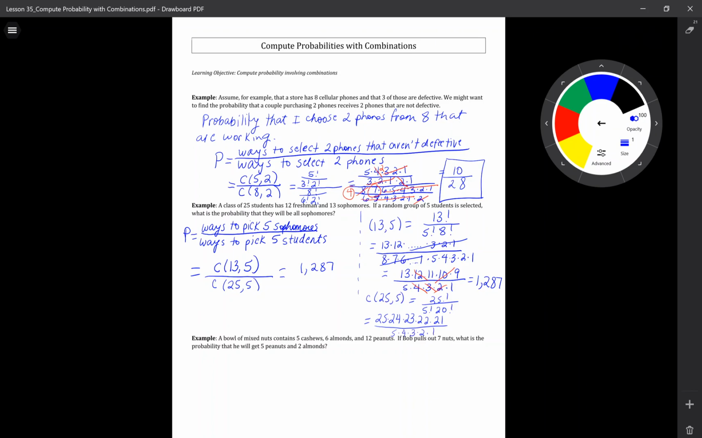Okay, let's see what I can cancel out here. Well, if I cancel this 5 with this 25, I'll be left with a 5 on top. And 4 times 3 times 2 is 24. So I can cancel out this 24 with this 24. So I'll be left with 5 times 23 times 22 times 21, which is 53,130. So there are 53,130 different ways to pick 5 students from 25.